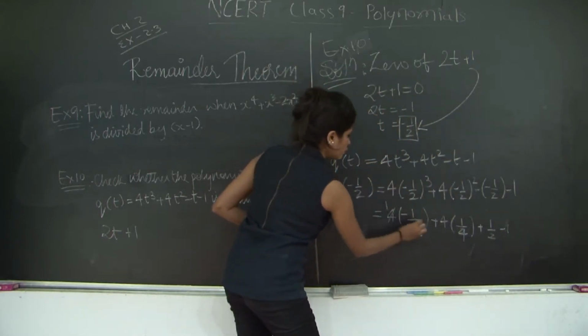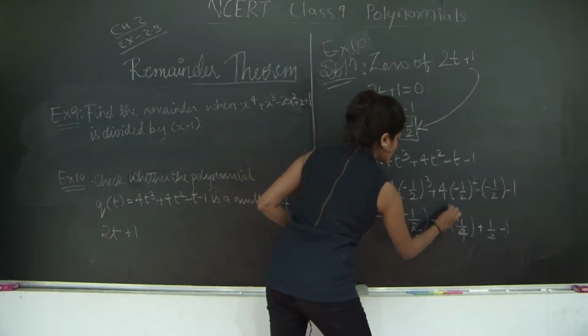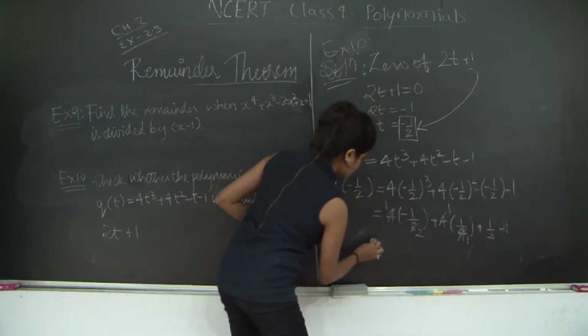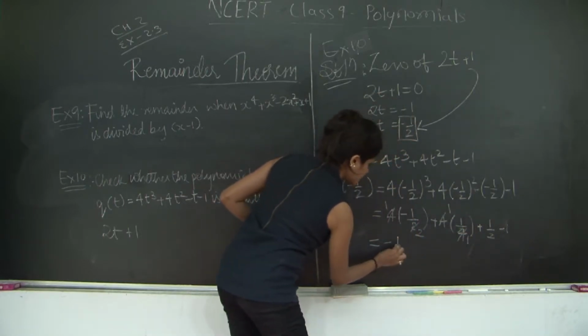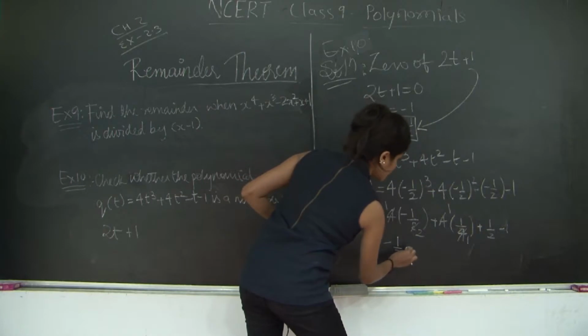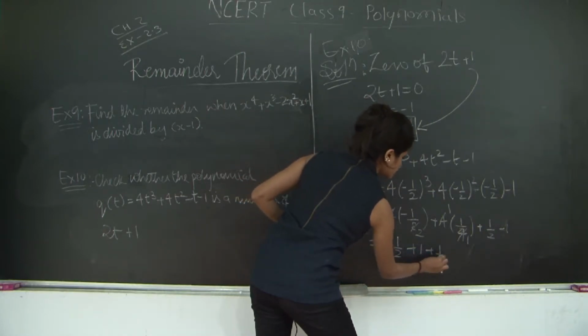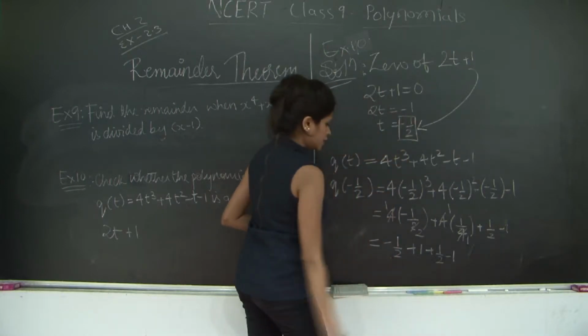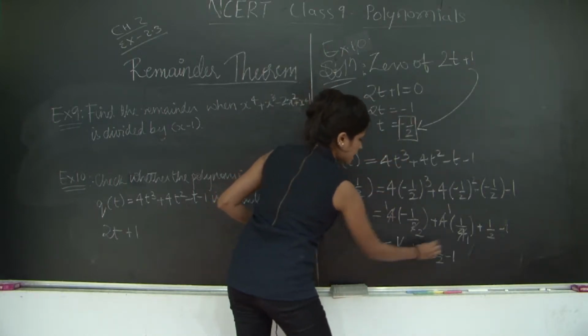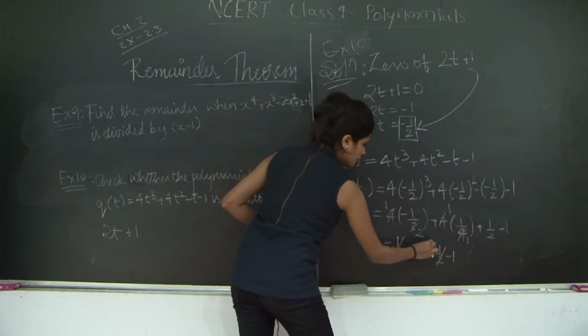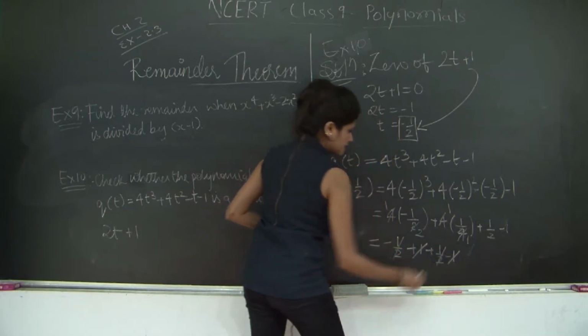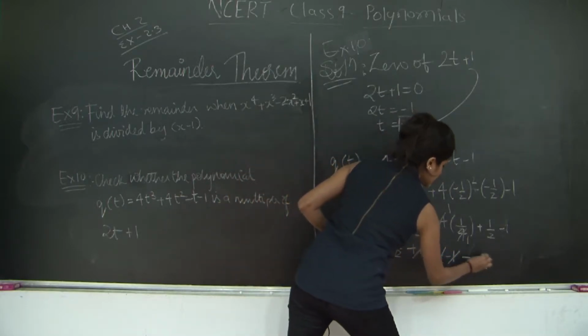4 1s are 4, 4 2s are 8, 4 1s are 4, 4 1s are 4. So, I am left with minus half plus 1 plus half minus 1, right. So, minus half plus half cancels out, plus 1 and minus 1 cancel out. So, I get my value as 0.